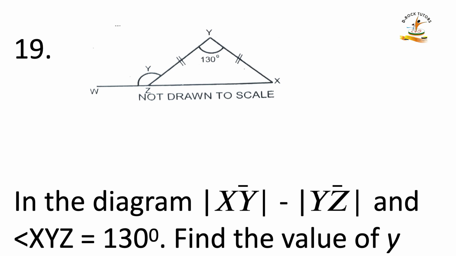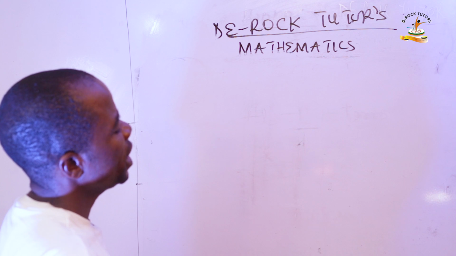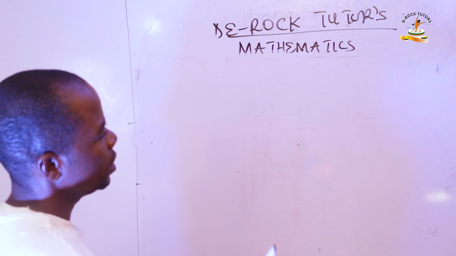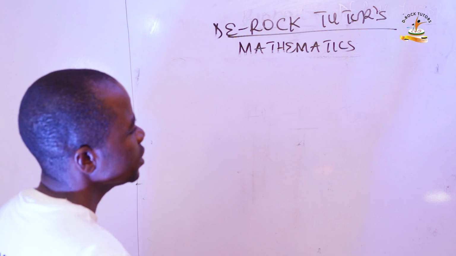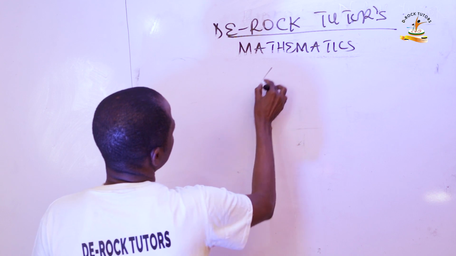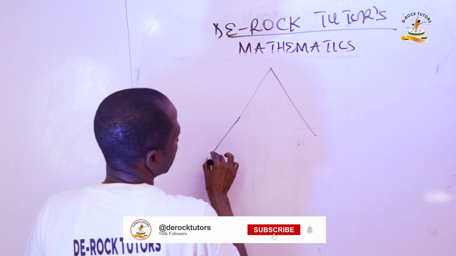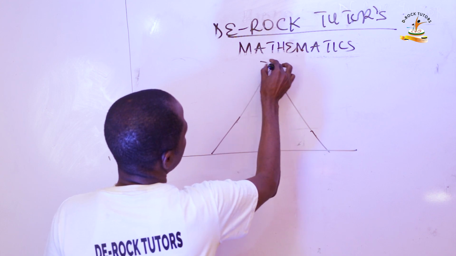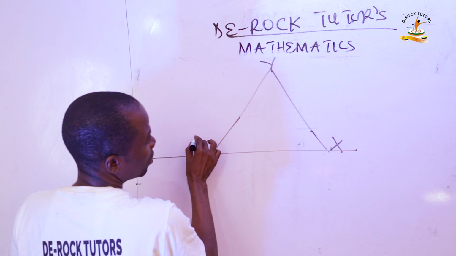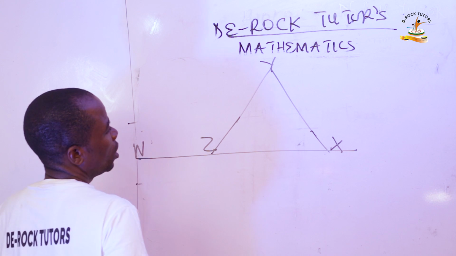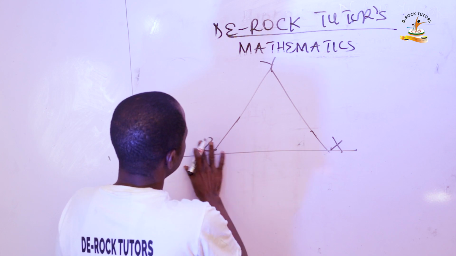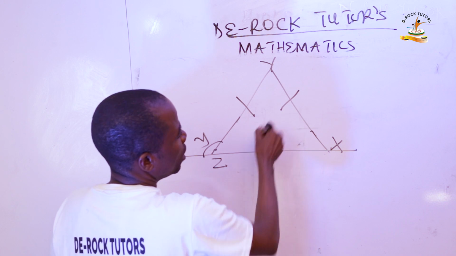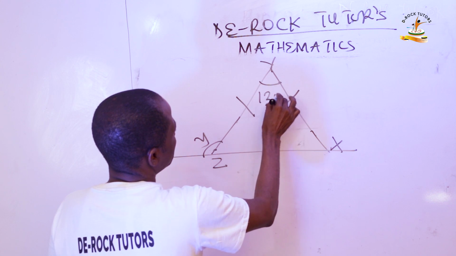Let's go to number 19. We can see the diagram on the board. In the diagram, line XY is equal to line YZ. We can see that angle XYZ is equal to 130 degrees. We're asked to find the value of Y. If I recreate the diagram, it will look like this. This is Y, this is X, and this is Z, and this is the angle Y we are looking for. These are equal, and this is 130 degrees.